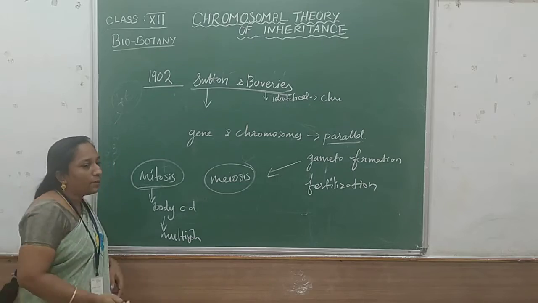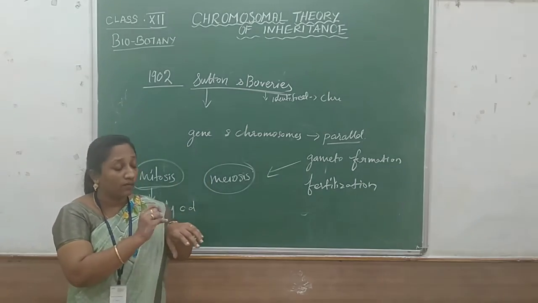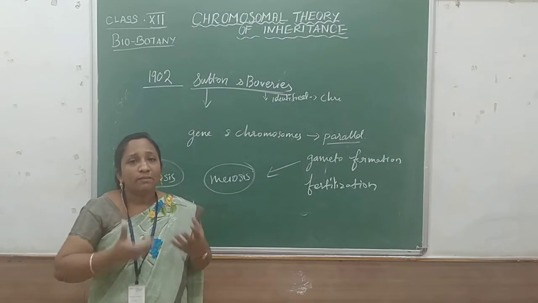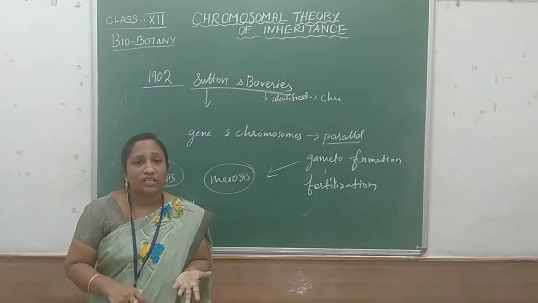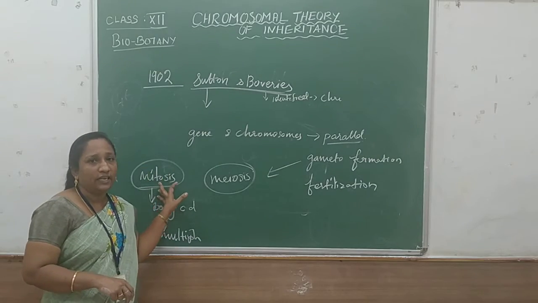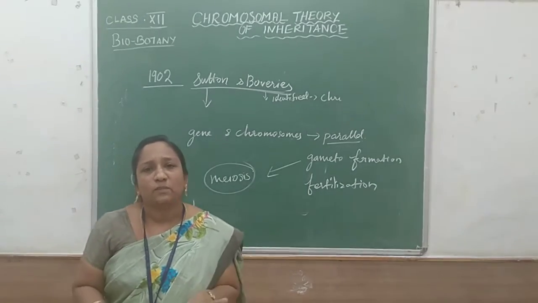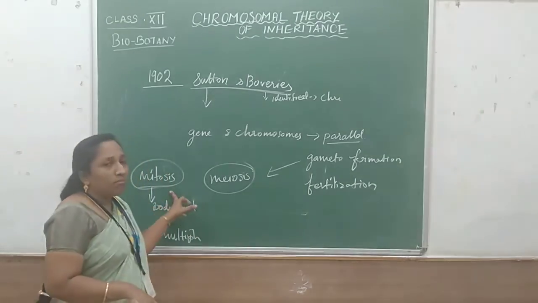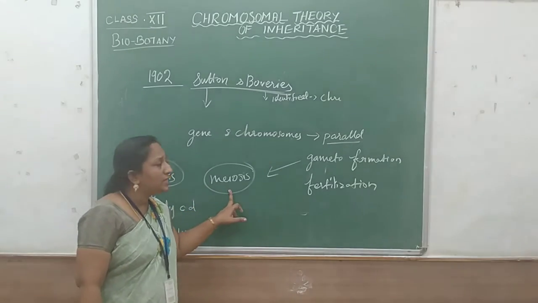For example, if any wound happens on the skin, or if any skin is lost, within a few weeks the wounded area is replaced by new tissue. That is due to mitotic cell division. Even the growth of plants, even the growth of human beings, everything takes place by means of mitotic cell division.